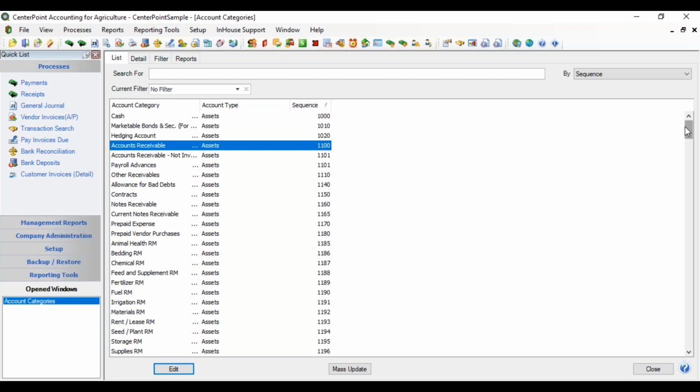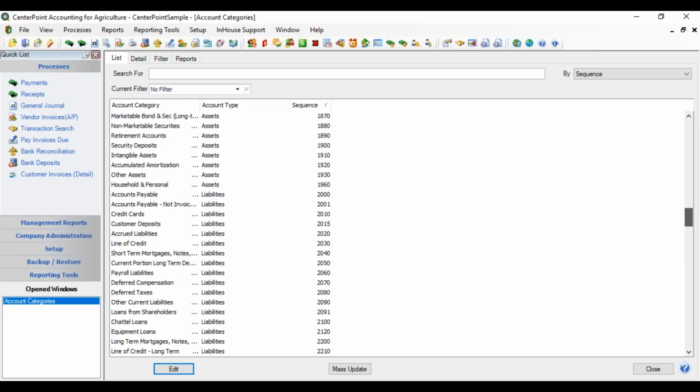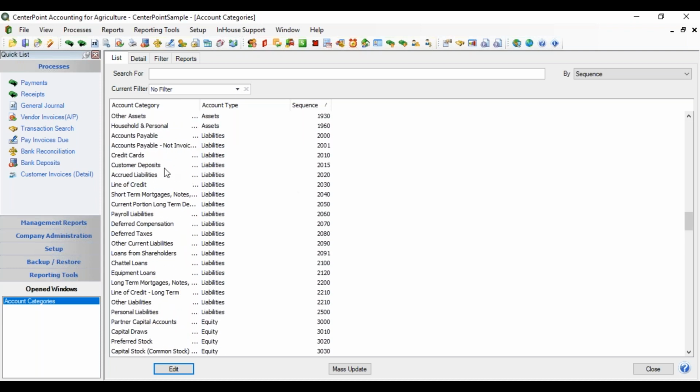And the same for liabilities. Under liabilities, there is an account category for credit cards and an account category for accounts payable. You will see those accounts when you're doing a vendor invoice for doing payables or putting in credit card purchases. So the different account categories have different purposes.